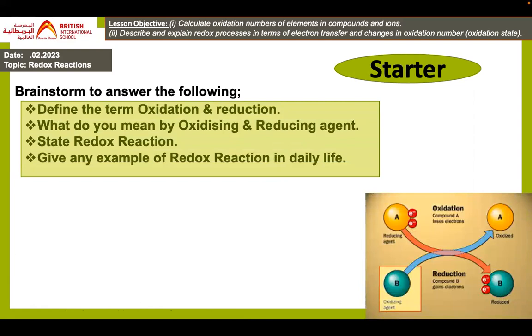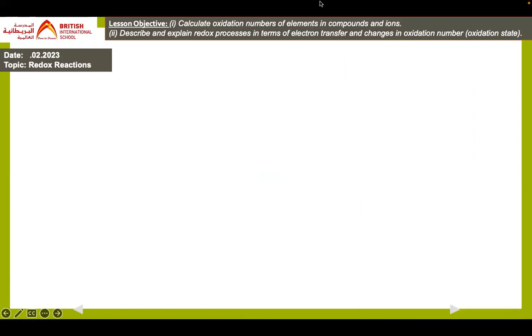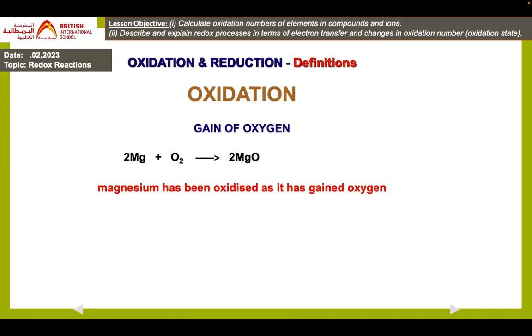First of all, you should know what is oxidation and what is reduction. Wait, let's start with the basic definition. Yes, so what is oxidation? Oxidation and reduction.